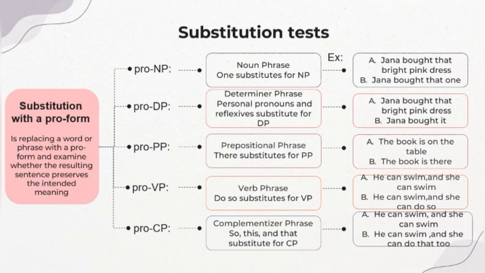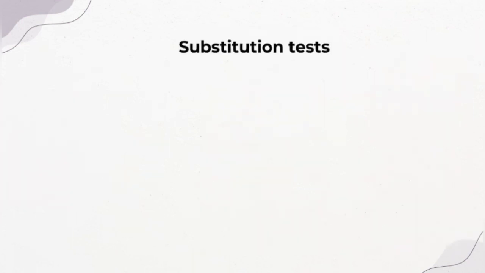In the pro-verb phrase, do so substitutes for the verb phrase. For example, he can swim and she can swim. It will be he can swim and she can do so. And in the complementizer phrase, the words so, this, and that substitute for the complementizer phrase. For example, he can swim and she can swim. It will be he can swim and she can do that too. Moreover, substitution with a null string.